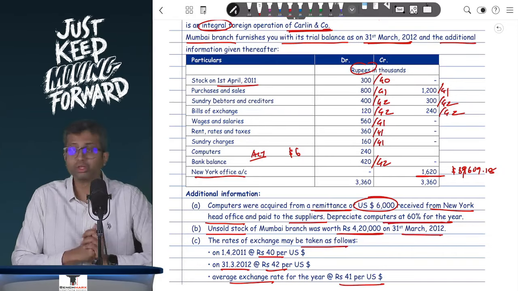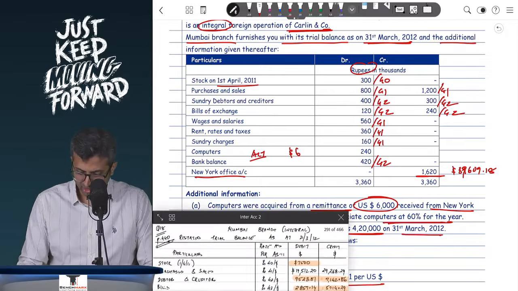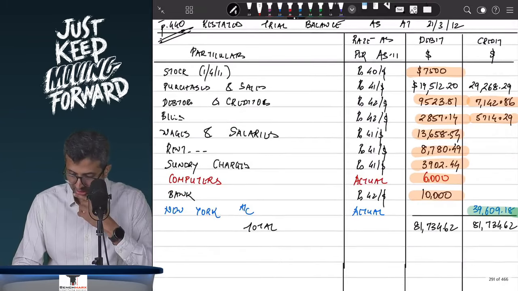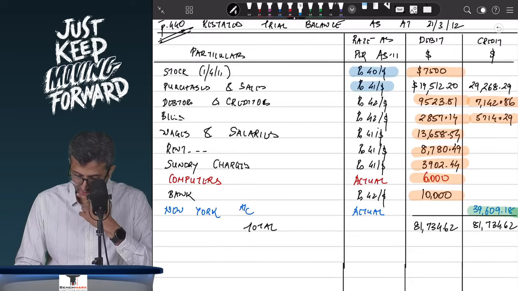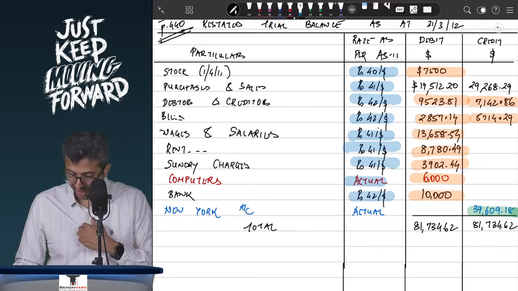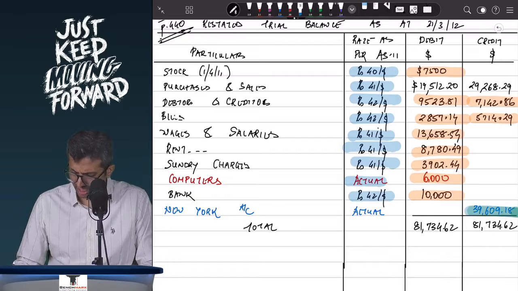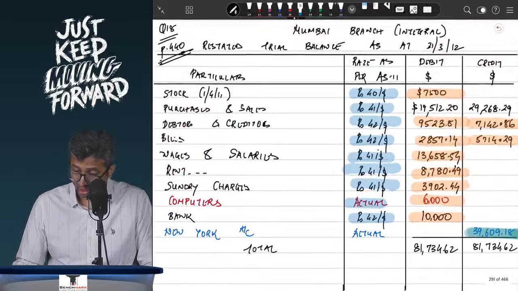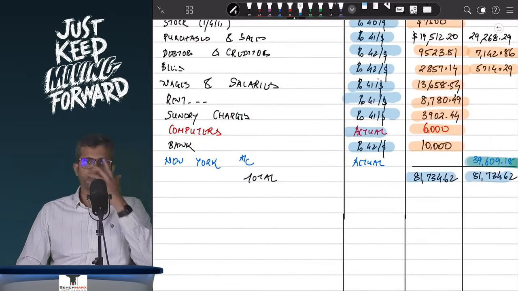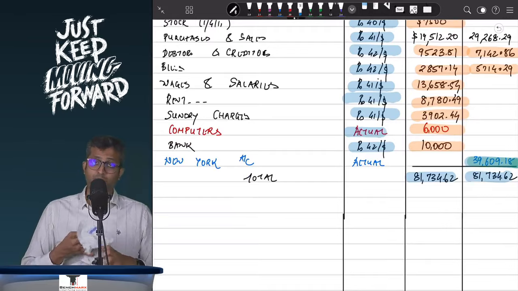So this is 3,600. If I review this, you will have question 18 everything. Opening stock at 40, purchase at 41, debtors and bills at 42, wages and salaries, rent, sundry charges at 41. Computers, as you can see, is at actual, and bank is at 42. This is actual 39,609, and hence there will be a balancing figure, if any. I think coincidentally there is no balancing figure. Otherwise, if there is, it would have been taken to the profit and loss because it is an integral branch.